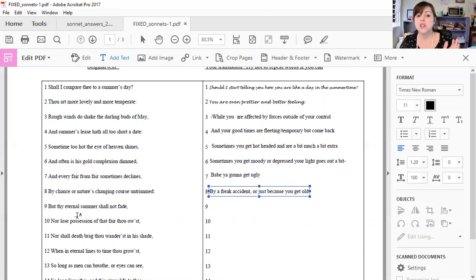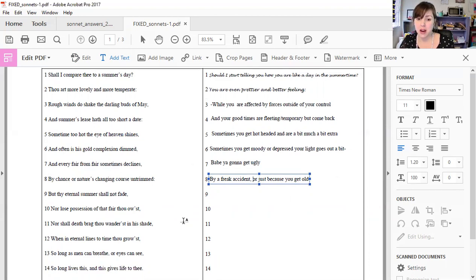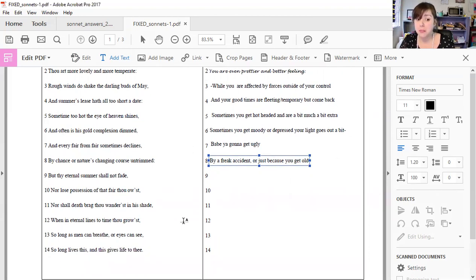But thy eternal summer shall not fade, nor lose possession of the fair thou owest, nor shall death brag thou wanderest in his shade, when in eternal lines to time thou growest. So as long as men can breathe or eyes can see, so long lives this, and this gives life to thee.